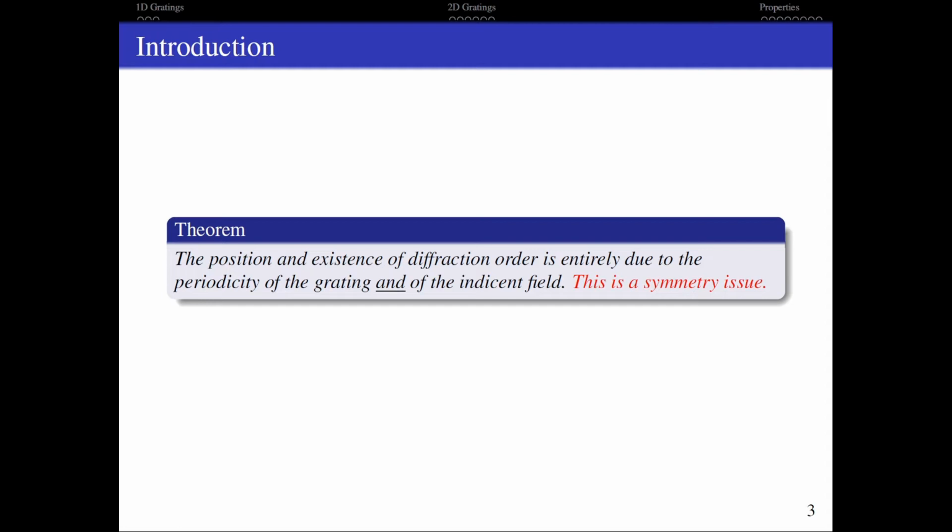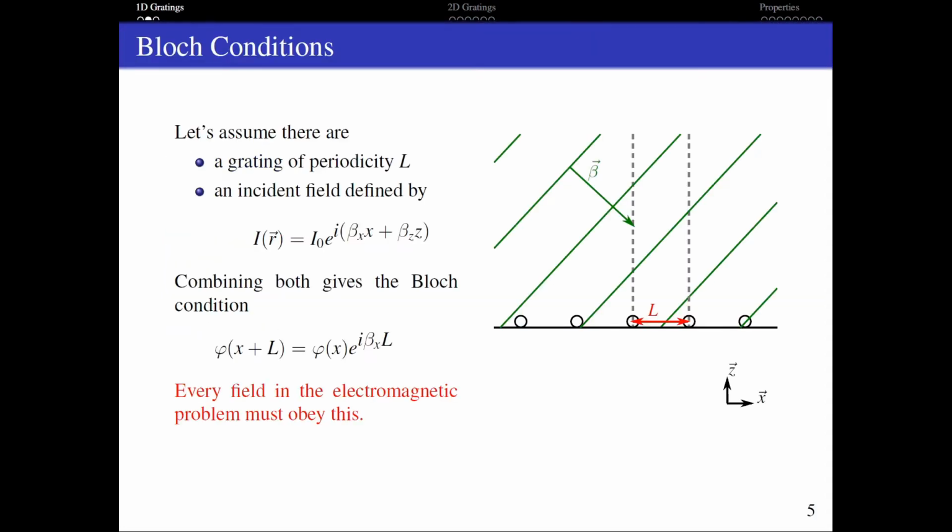We are going to assume that everything in the response of the structure is going to be determined by the symmetry given by the grating and the incident field. So first we're going to see this using the one-dimensional case. Let's assume that we have a 1D array of particles, with a schematic on the right here, and the periodicity of this array is L, that is the distance between centers of our particles.